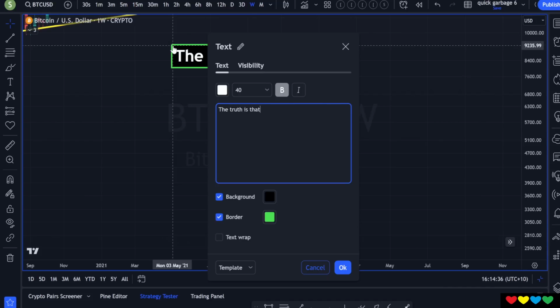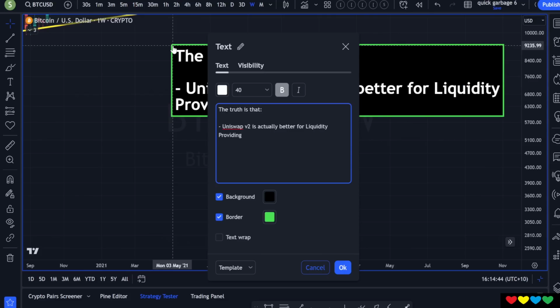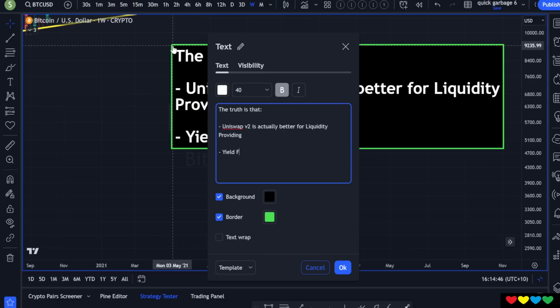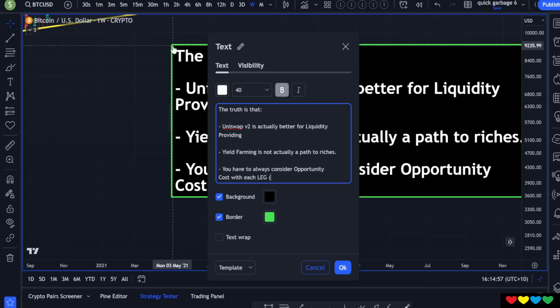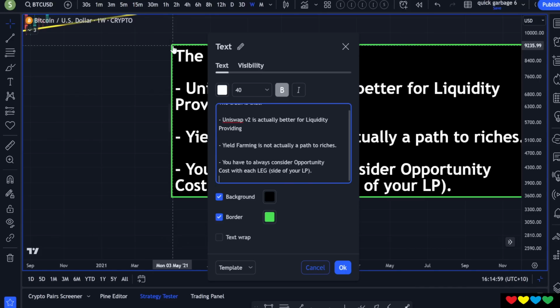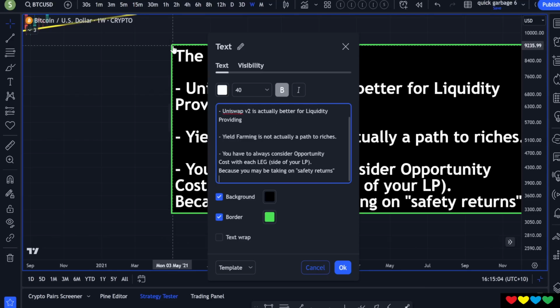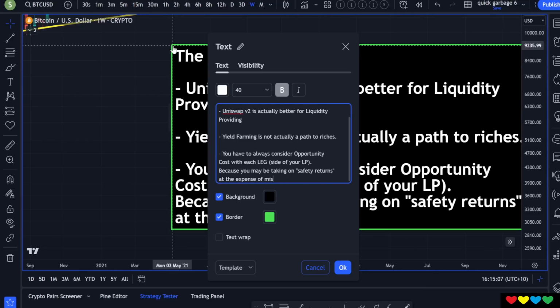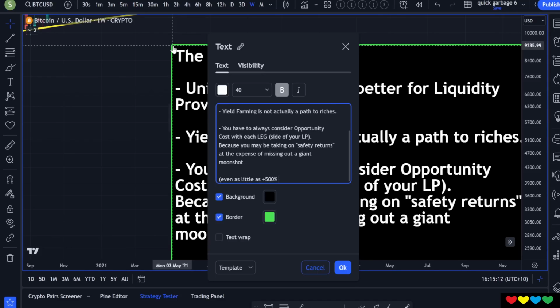The truth is that, okay, Uniswap v2 is actually better for LP'ing, so liquidity providing, okay? It's actually better. And number two, yield farming is not actually a path to riches, and you have to always consider opportunity cost with each leg or side of your LP, okay? Because you may be taking on safety returns at the expense of missing out on a giant moonshot. So even as little as plus 500%.